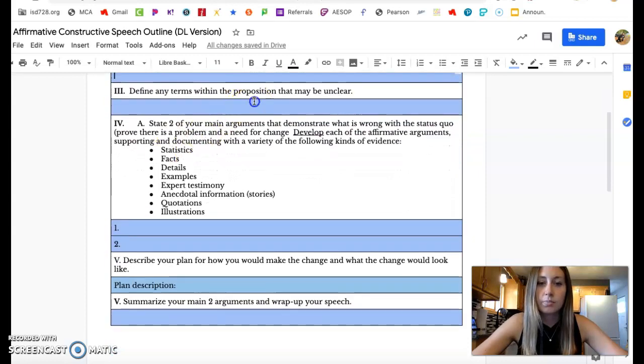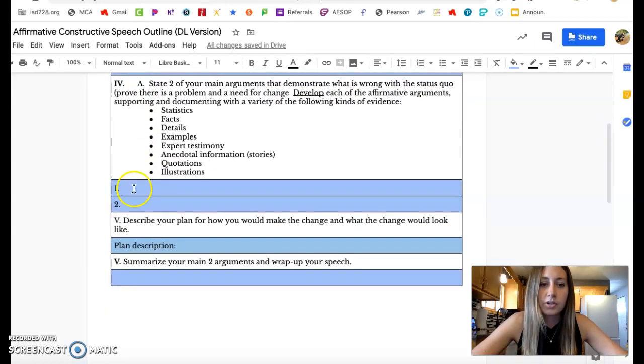Define any terms within the proposition that may be unclear. So if there's anything that might become confusing to people who are listening to your speech, make sure you define those terms at this point of the speech. So if you're going to be legalizing marijuana, is it going to be all over the country? Is it going to be recreational and medical? If you're doing animal experimentation, are you talking about all types of animals or only certain types of animals? So just, anything that could become confusing about your topic, define the terms here. It might be possible that you don't have anything to define, but make sure you think about that carefully.